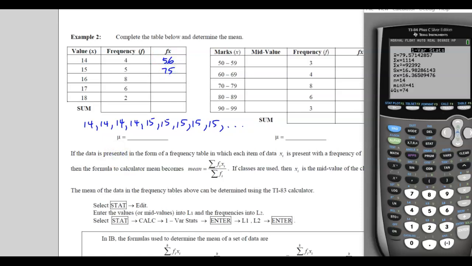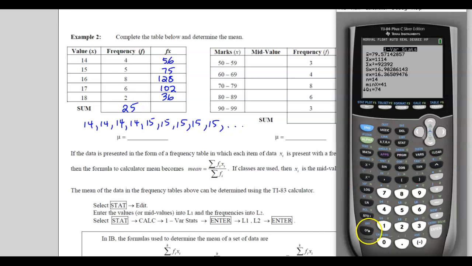16 times 8, 128. 17 times 6, 102. 18 times 2 is 36. Okay? Then find the total of all of those 2 columns. So 8, 16, 25. And the total of that, 56 plus 75 plus 128 plus 102.